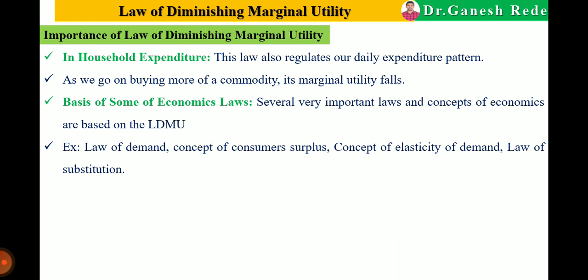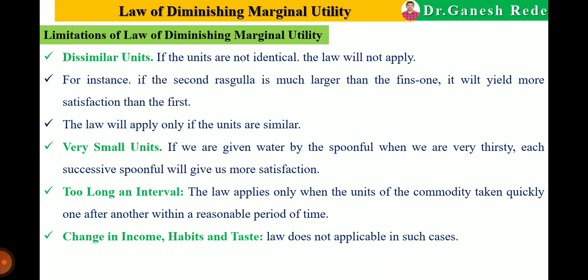Now at the end, we will discuss the limitations of the law of diminishing marginal utility. While discussing the limitations, always keep in mind you have to write the opposite of the assumptions. Just opposite to the assumptions, these are the limitations of that law.